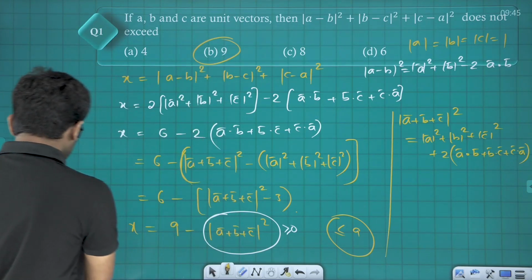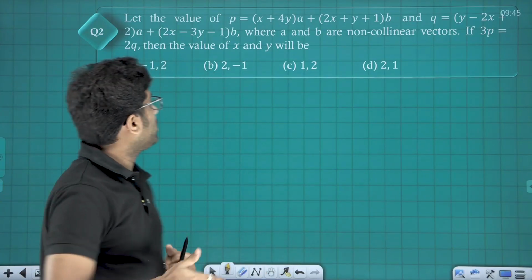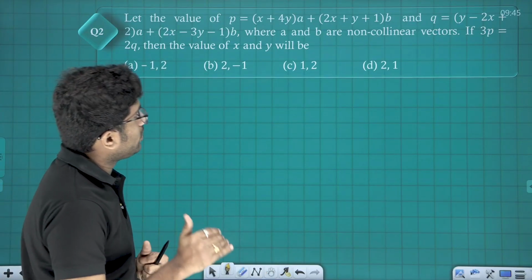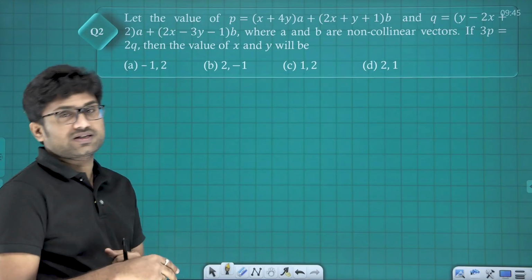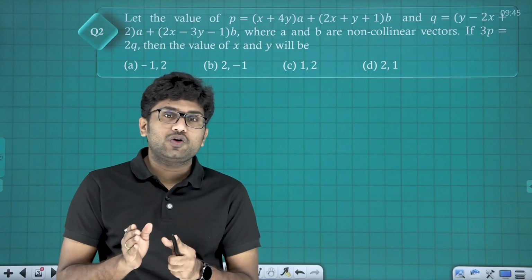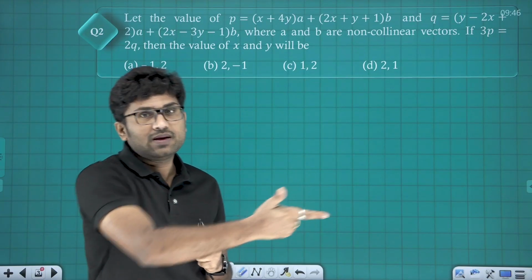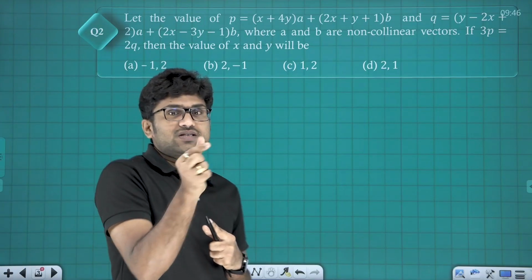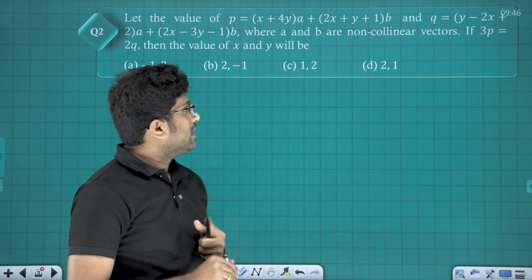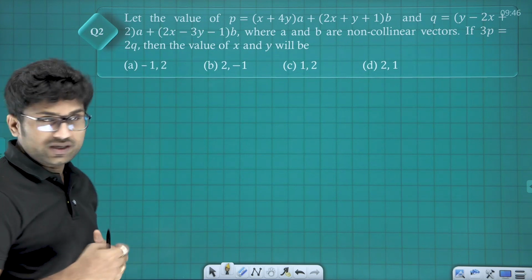Clear? Next question. Let the value of p is equal to x plus 4y into a, and 2x plus y plus 1 into b, some q they have given, where a and b are any two non-collinear vectors. If a and b are any two non-collinear vectors, then you can't express a bar as some scalar times b bar. So if you express it, then that particular scalar constant will always be 0 only. Now they are asking if 3p is equal to 2q, then the value of x and y. Acha.